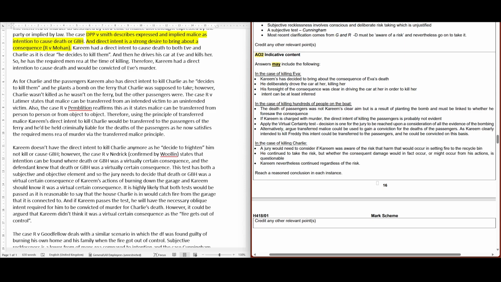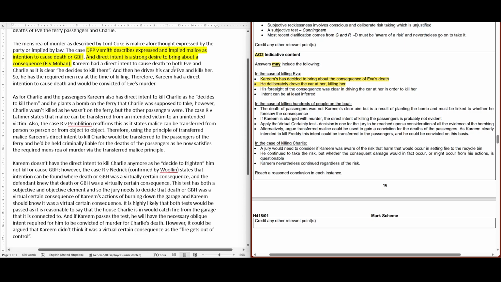But that doesn't matter because we're just using it for a reference to mark this answer here. So in the case of killing Eve, Kareem has decided to bring about the consequence of killing Eve. He deliberately drove the car at her, killing her. His foresight of the consequences was clear. In driving the car at her in order to kill her, intent can at least be inferred. Okay, so in the answer, focus on these two.